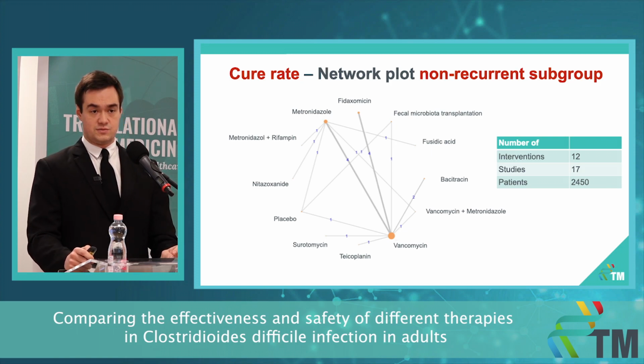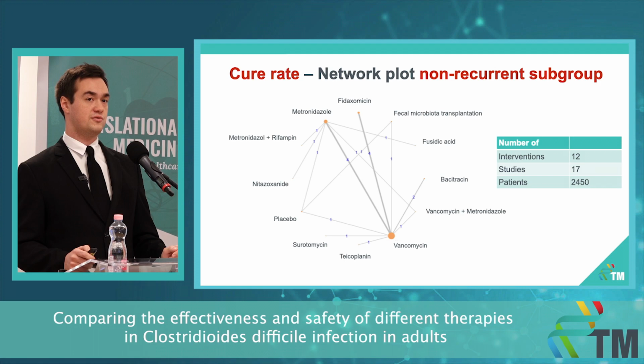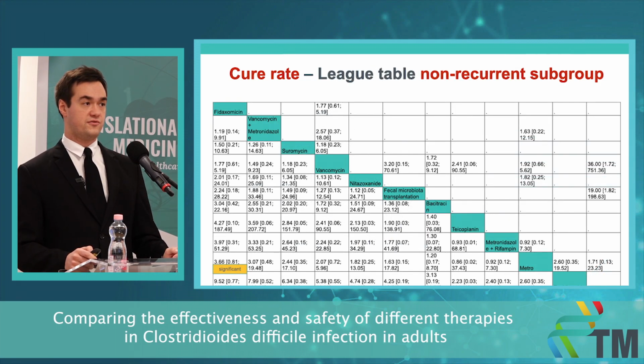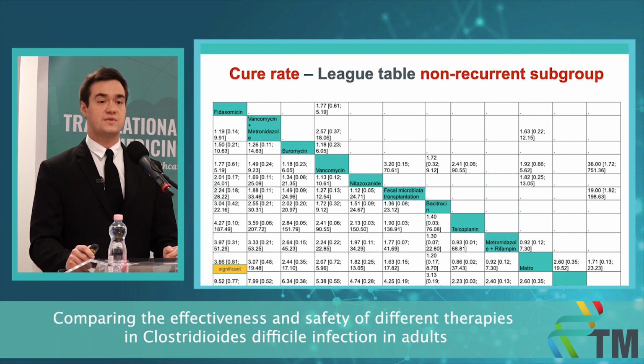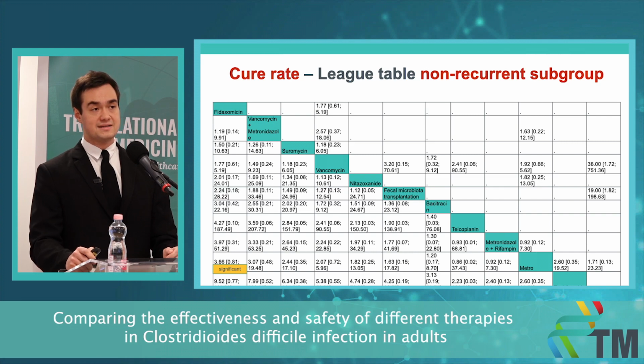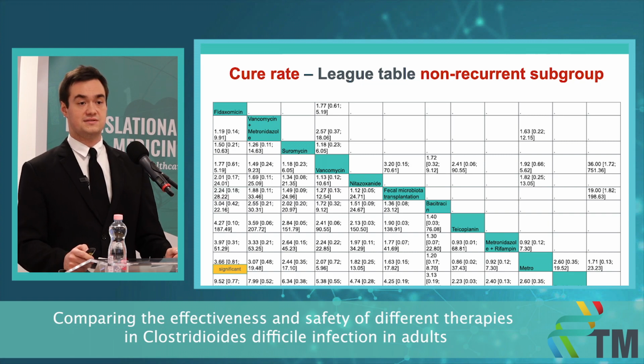For this analysis, we included only those studies which included patients who suffered from a non-recurrent C. diff infection. For this, we included 12 interventions from 17 studies, and more than 2,400 patients were included for this analysis. Fidaxomicin became the first in the row in this league table. We can say about this league table, most of the antibiotics and FMT are mathematically significantly better compared with placebo, but among antibiotics and FMT, there is no mathematically significant difference.